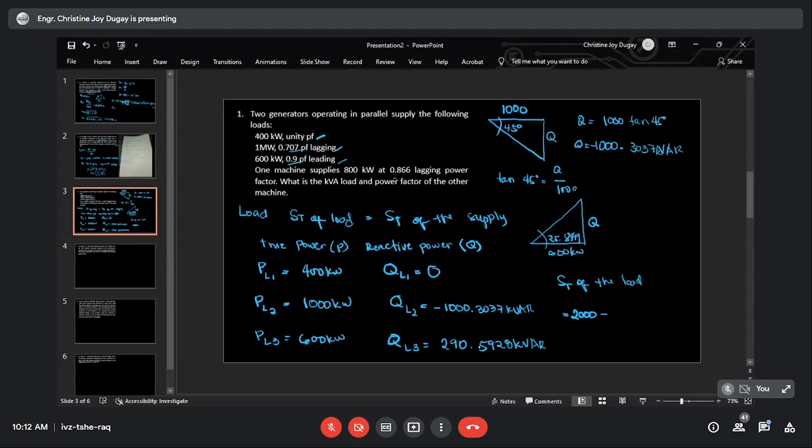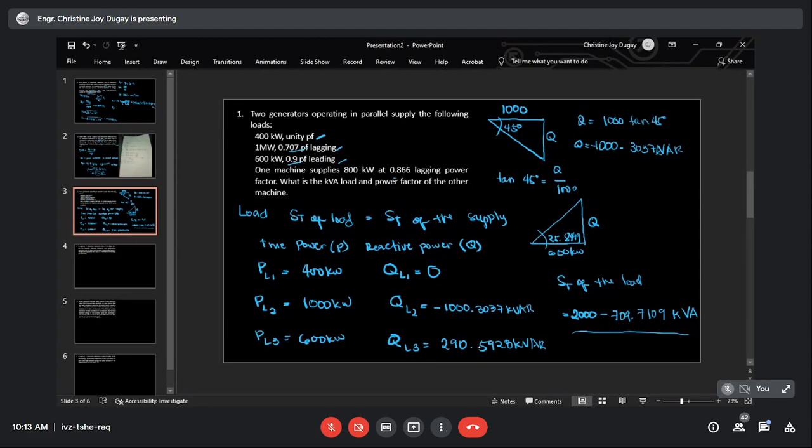Plus or minus. Since the minus is larger, so that is negative 1,000.3037 less 290.5928. That is equal to 709.7109 kVA. So this should be the total of our supply as well.